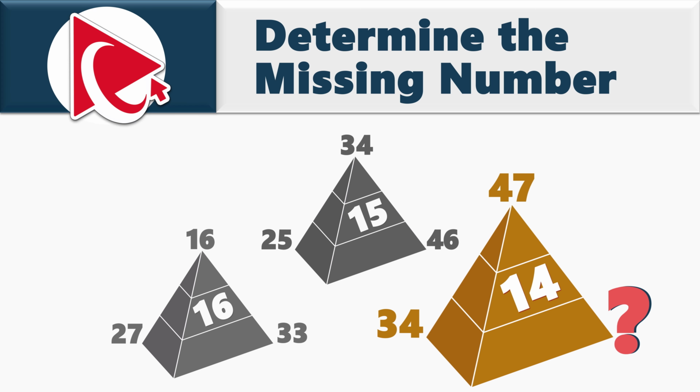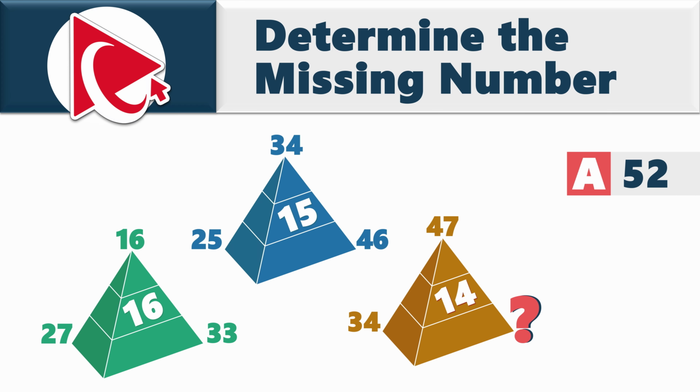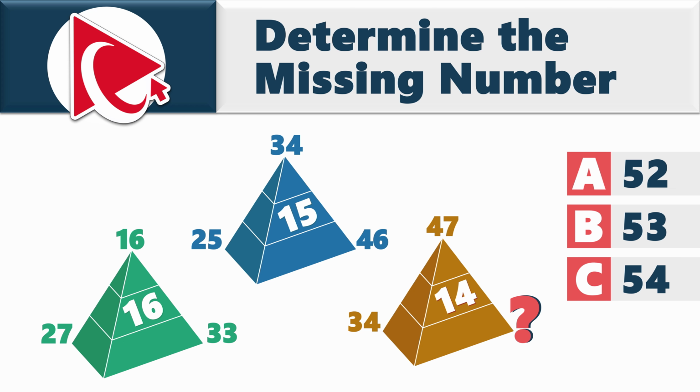And for the third pyramid, the inside number is 14. Numbers on the outside are 34 and 47, and the missing number you need to determine and select out of 4 possible choices. Choice A, 52, choice B, 53, choice C, 54, and last but not least, choice D, 55.